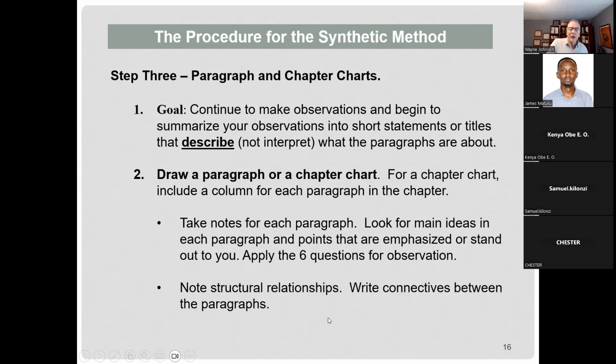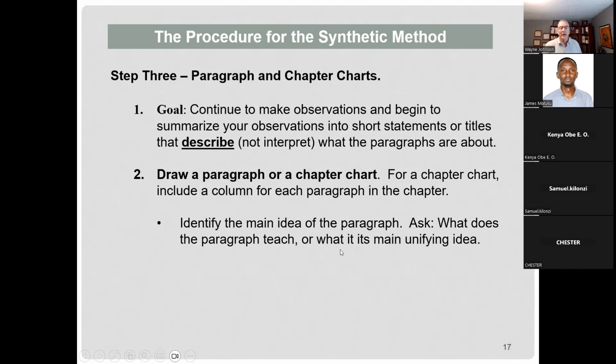Note any structural relationships, and this is a very informal approach, as you'll see. But if you can begin to identify what the point and the structure of the point of the paragraph is, you can begin to note that. Look for connectives, and you can write those between the paragraphs so that you quickly see the connection between the two.